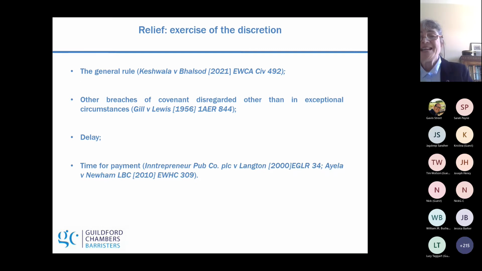Now, the mere fact of delay is unlikely to affect the exercise of the discretion, but it will be a factor if either as a result of the passage of time the landlord has altered his position, or the rights of third parties have intervened, so that relief will defeat the rights of third parties, or it would be unfair to the landlord to grant relief. An obvious example is the grant of a tenancy by the landlord to a third party, and this is what actually happened in the Keshwala case.